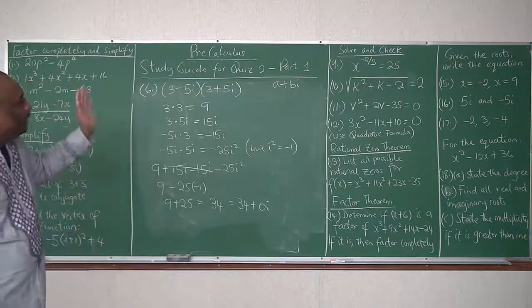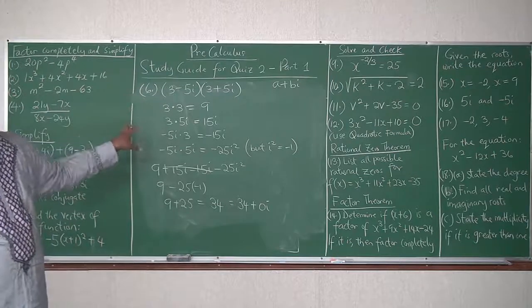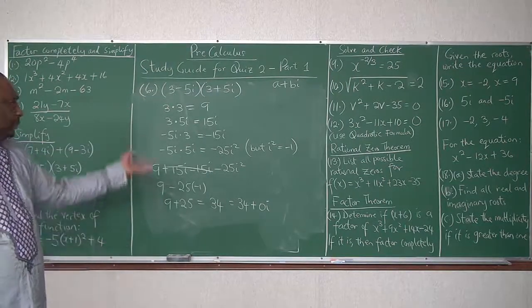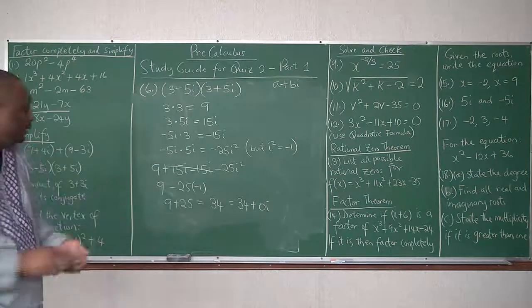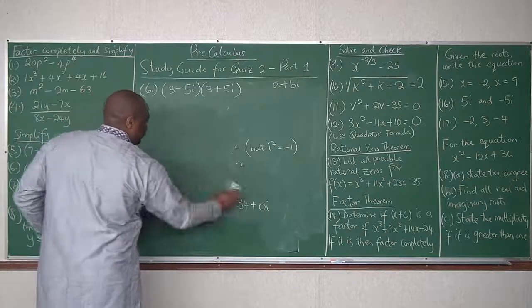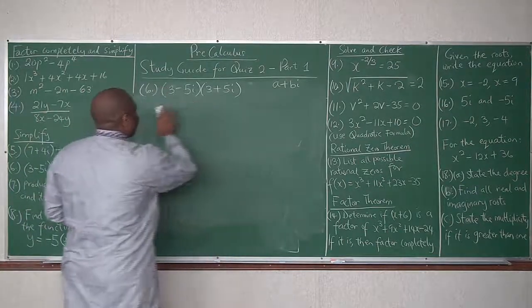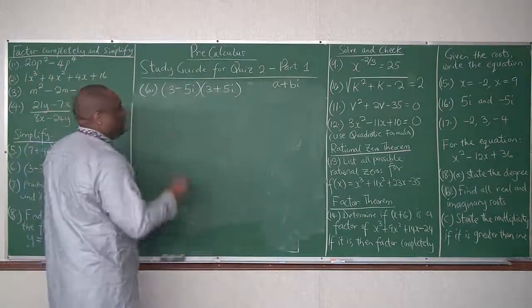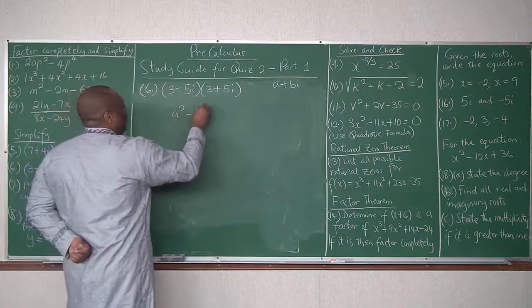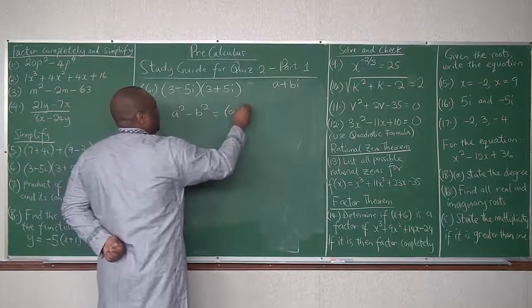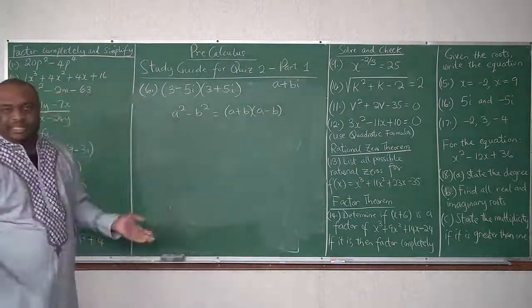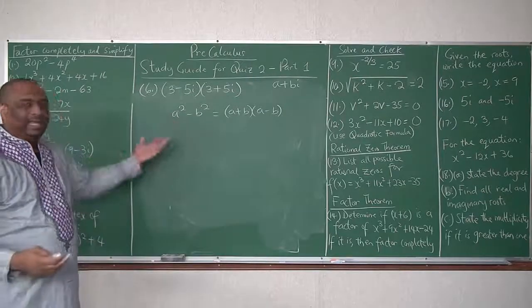Now, is there a simpler way I can do this without having to go through these steps? Yes, there is a simpler way. We learned factoring by difference of two squares. Remember that difference of two squares, when you have a squared minus b squared, is equal to a plus b times a minus b, and vice versa.